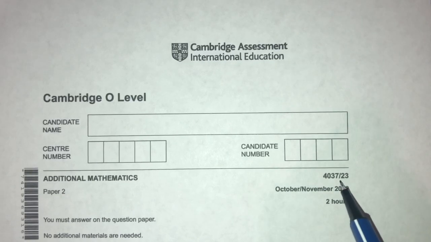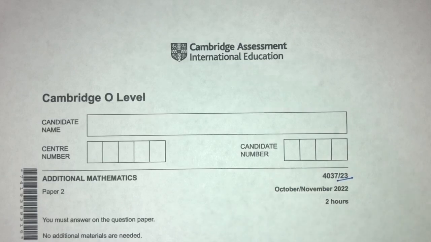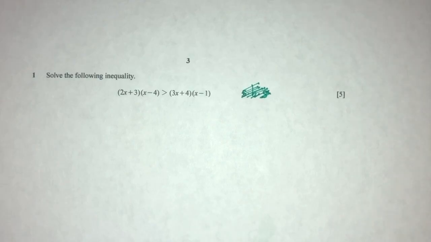This one is paper 2-3 of October-November 2022 for Add Math. Now, with that being said, let's move on to the questions that I have for you today. Let's move on to question number 1. So here we have to solve this inequality.